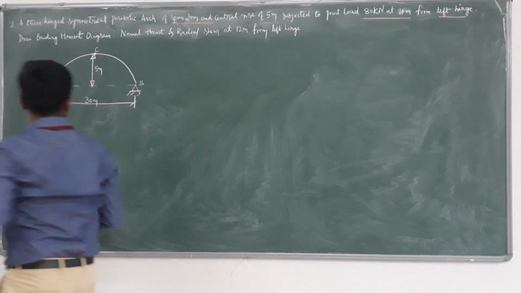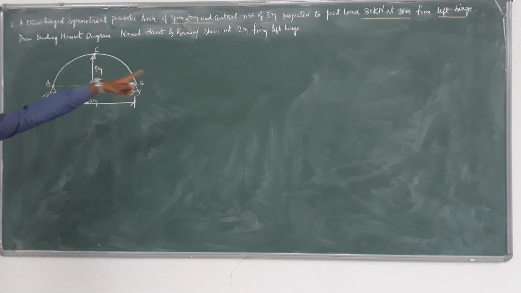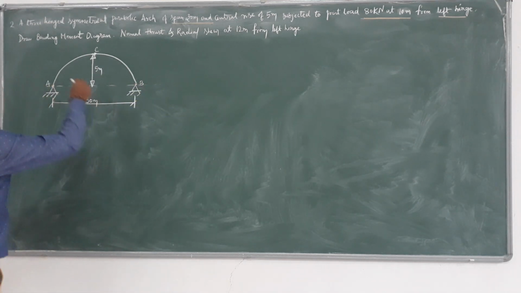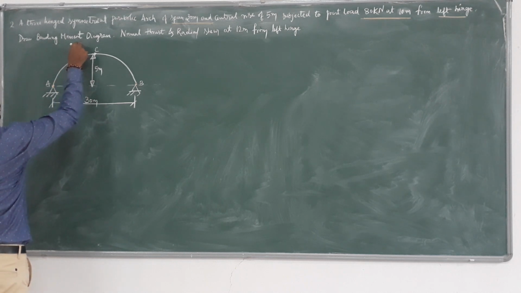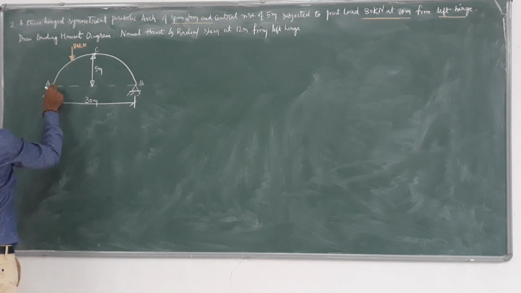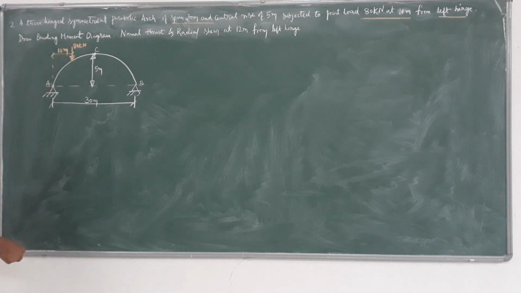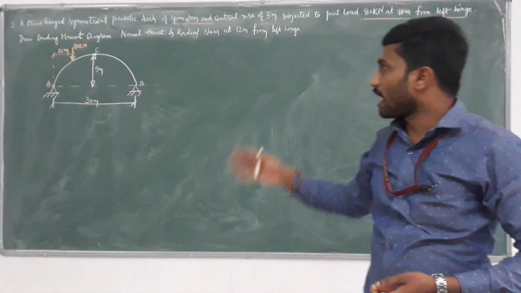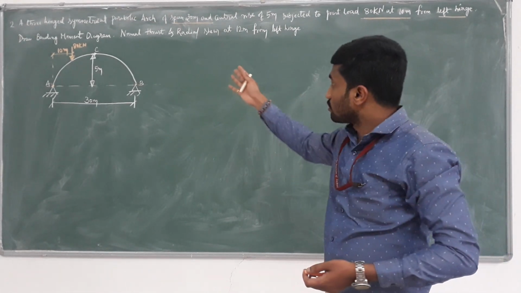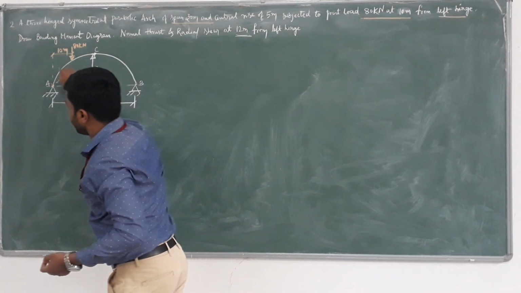So very important, this is the left hinge and this is the right hinge. This particular load of 80 kilonewton is applied at 10 meters from the left hinge. So this is the given 3-hinged symmetrical parabolic arch. We have to determine the bending moment, normal thrust and radial shear at 12 meters from the left hinge.